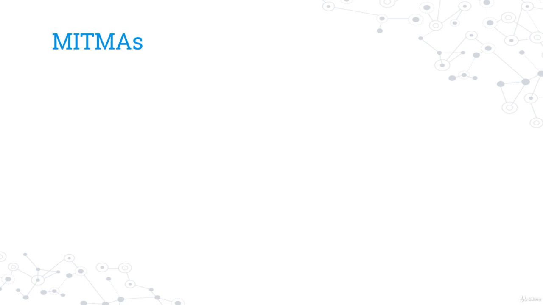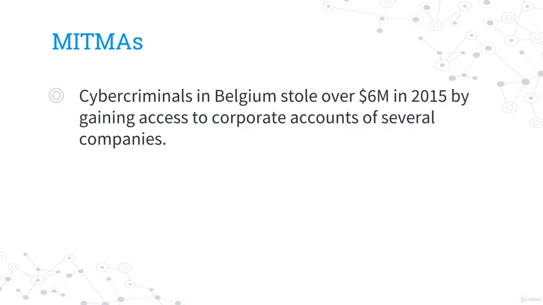Now, in the real world, MITMAs have been very, very lucrative for some hackers, and an example here would be in 2015, where cyber criminals in Belgium stole over $6 million, and they did this by being able to gain access to the corporate accounts of several companies, the email accounts of several companies. So they were able to impersonate the companies, send out emails to clients and customers, who then send them money, thinking that the emails came from the real companies, not knowing that they came from the hackers.